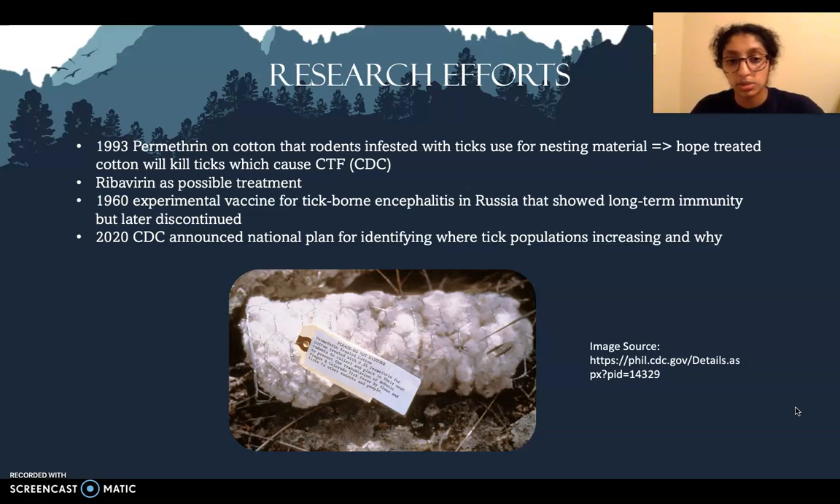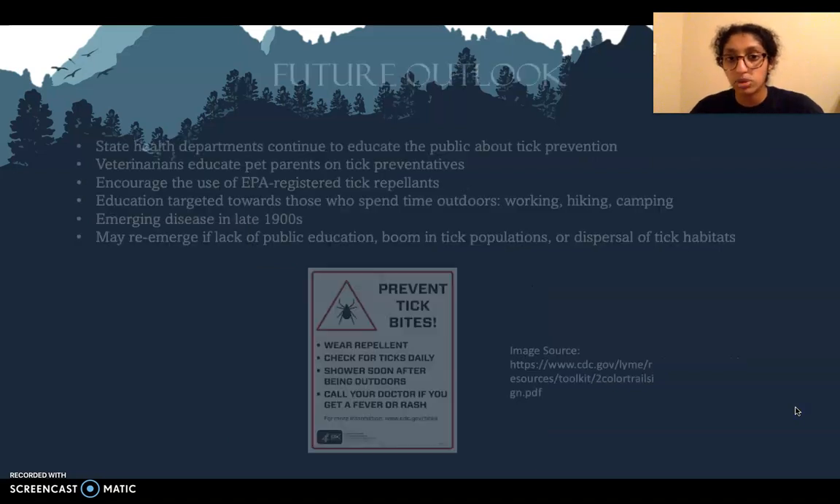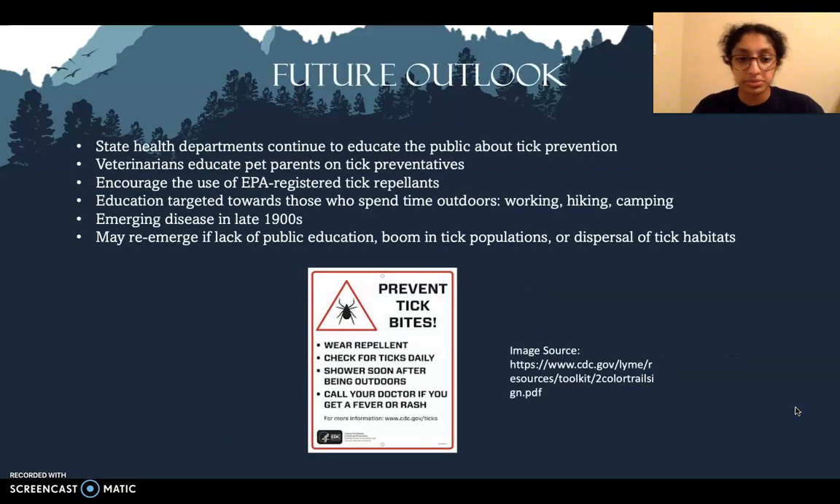In 1960, there was an experimental vaccine for tick-borne encephalitis in Russia, which did show long-term immunity, but they discontinued it. In 2020, the CDC announced a national plan for identifying where tick populations are increasing and why, and so that is what the future will look like, just prevention.